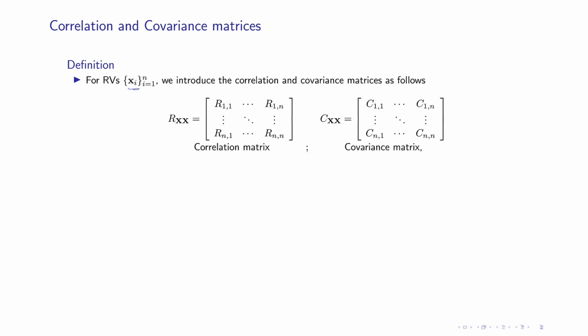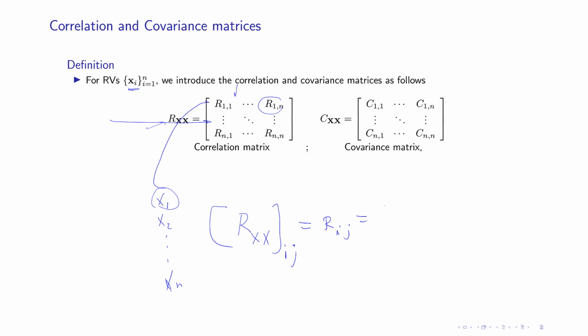So correlation and covariance matrix are defined for a bunch of random variables. So let's say you have x1, x2, xn. If I consider the correlation of x1 with itself, I put it here. Correlation of x1 with the last one, I put it here, and so on. So each entry of this matrix, let's say if you consider correlation matrix Rxx, if I look at ith row and jth column, I will have Rij, which is equal to the mean of x of i, x of j.